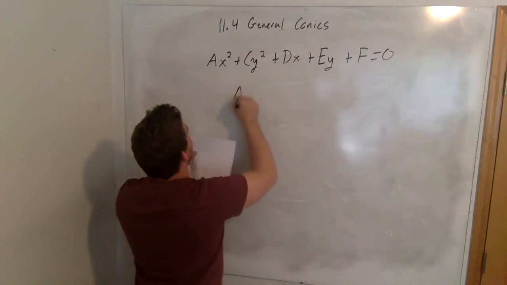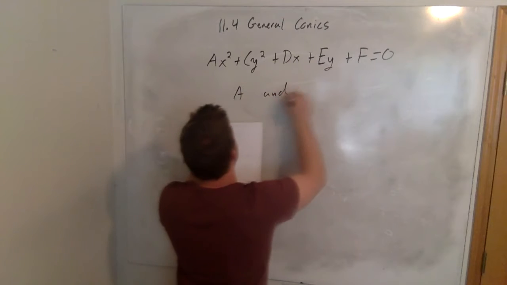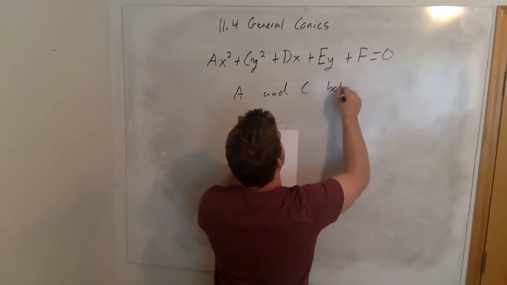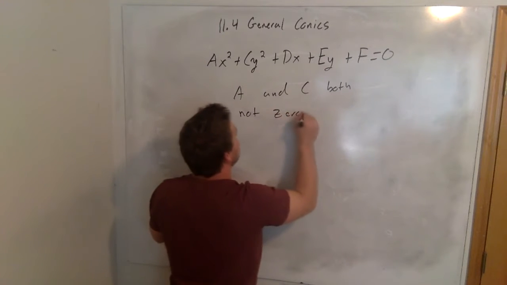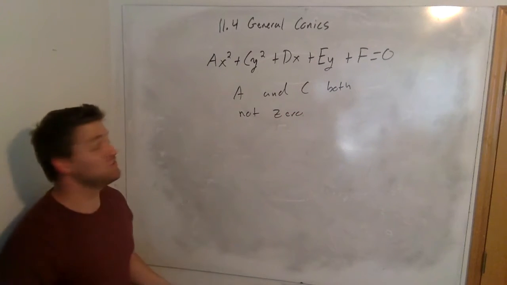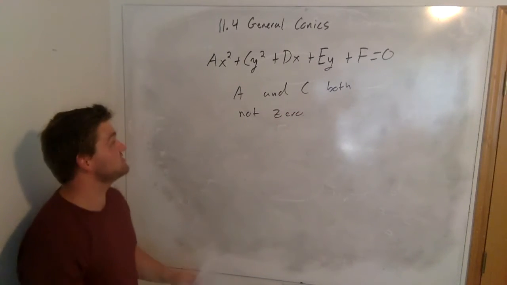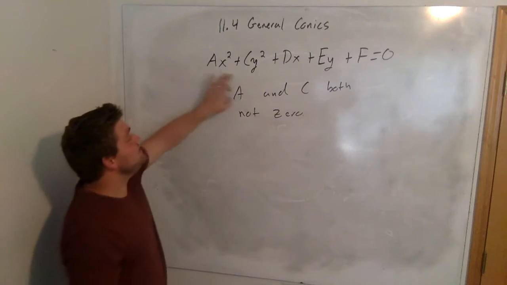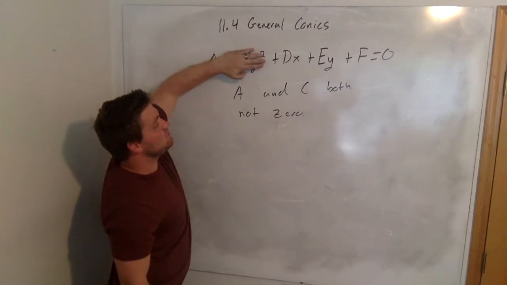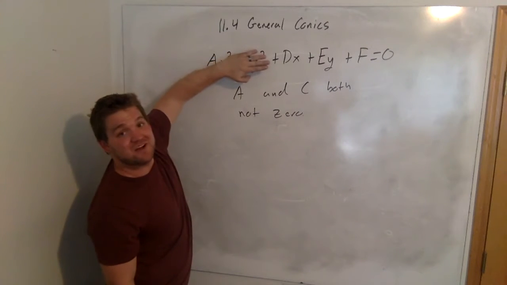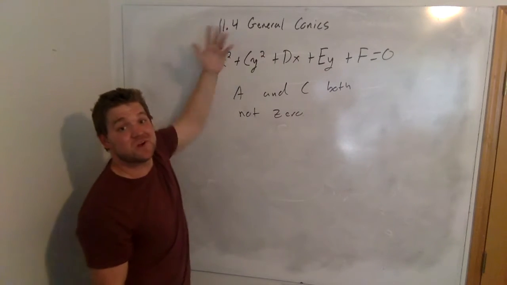And we need that a and c both not 0. Let's think for a second why a and c can't both be 0 at the same time. Well, if a and c are both 0 at the same time, we're actually going to get the equation of a line instead, which isn't one of our conics.